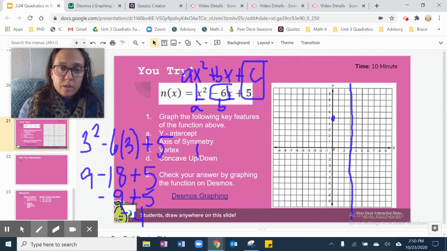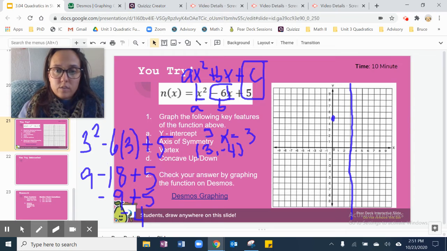So I'm just going to go ahead and put 3, negative 4 here, x equals 3 here, and our y-intercept is 5. Just go list them. So the vertex is 3, negative 4. All right. And then concave up or down, it's going to be concave up because our a value is positive.